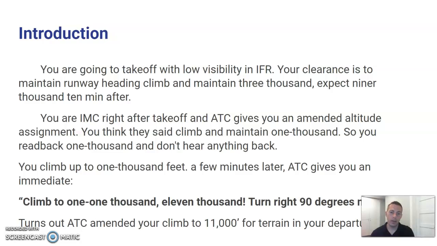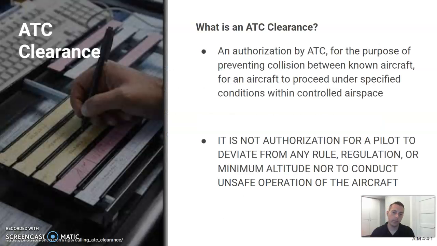And hopefully you can see there's also a lot of other things we could talk about with this scenario, but ultimately it comes down to pilot controller responsibilities and what our responsibilities are with that and how this could have been avoided. So what exactly is an ATC clearance? According to the AIM, it's an authorization by ATC for the purpose of preventing collision between known aircraft for an aircraft to proceed under specified conditions within controlled airspace.